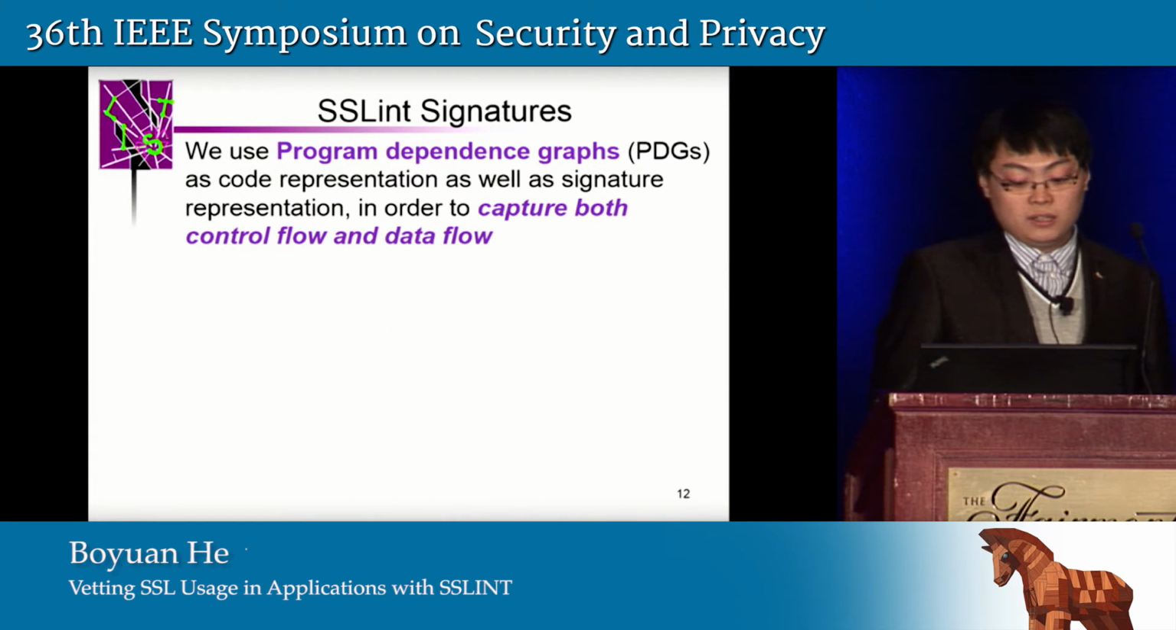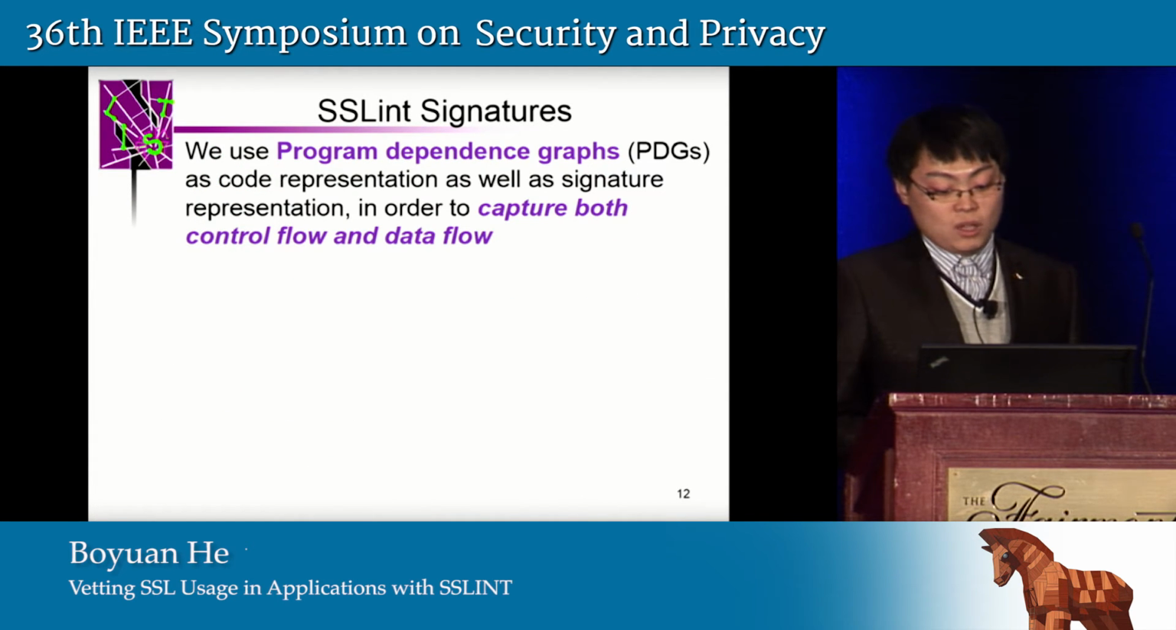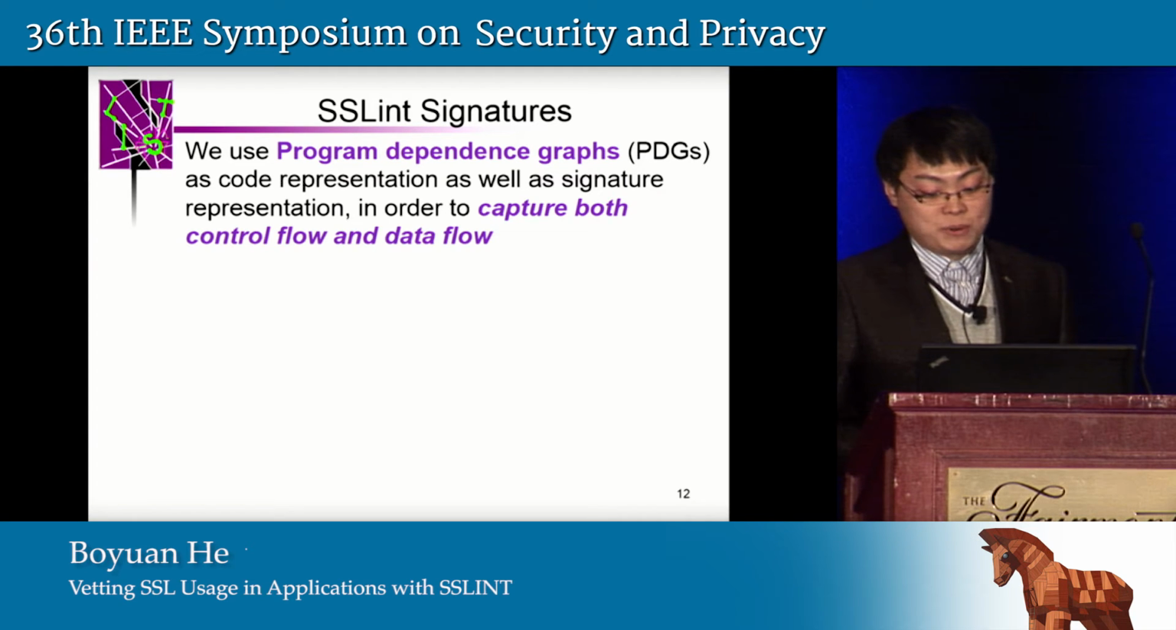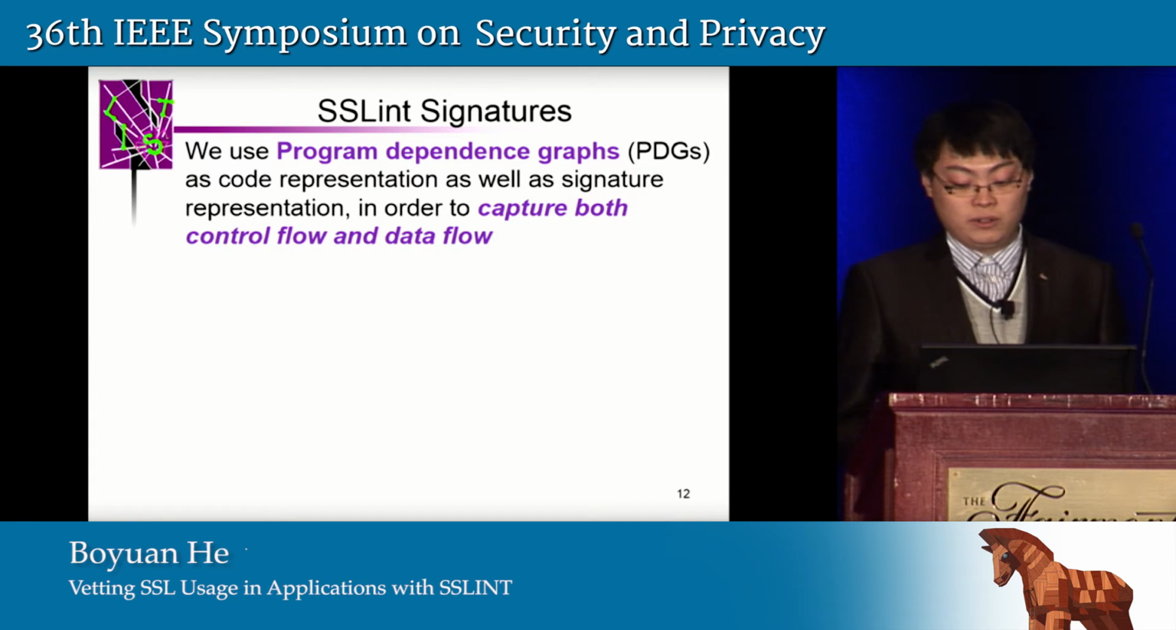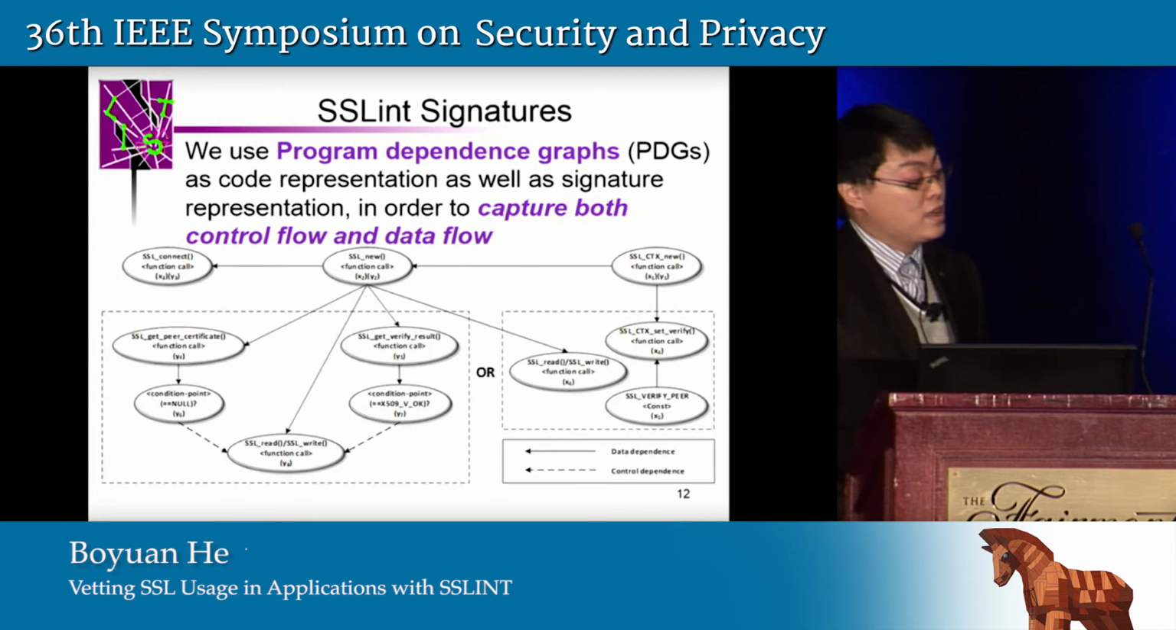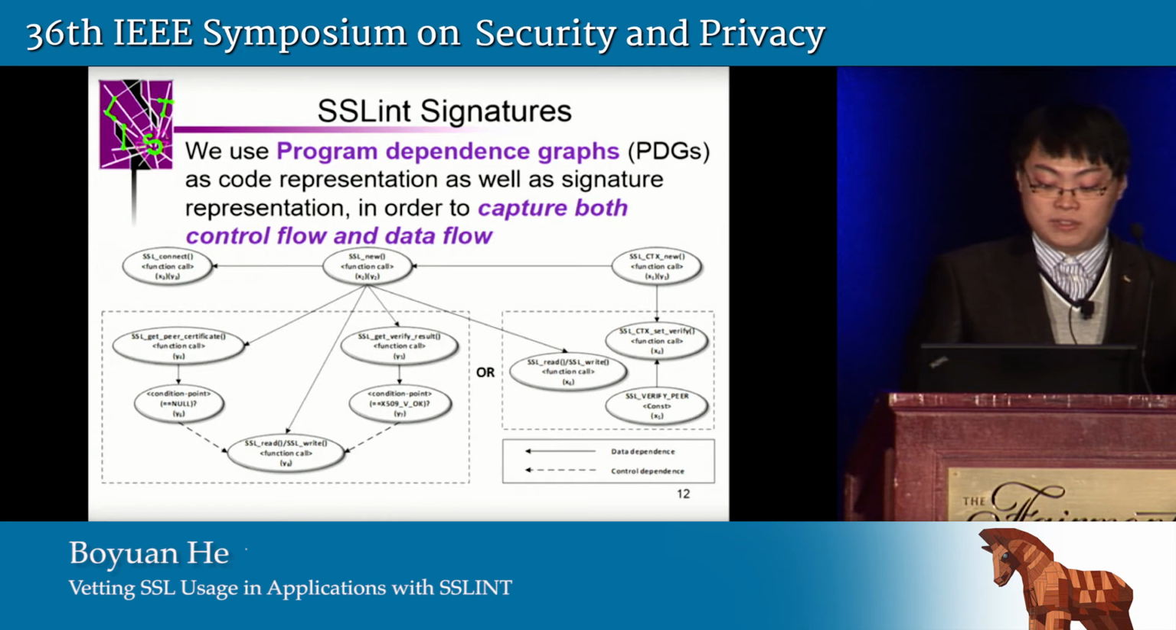In our solution, we use the program dependency graph as the code representation as well as the signature representation. In this way, we successfully capture both the control flow and the data flow in our signature. And here we show our signature for the OpenSSL APIs, which is very similar to the flowchart shown on the last page.